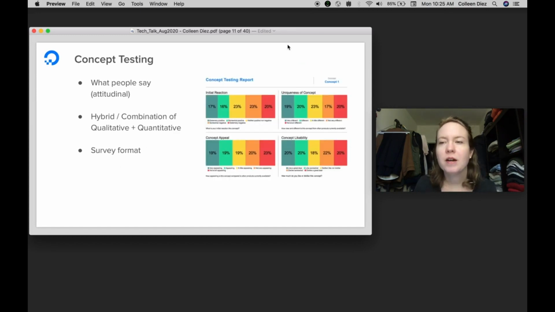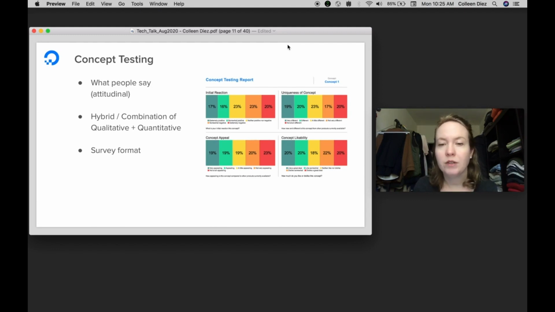I also mentioned concept testing. Concept testing can give you a sense of what people might say about your product, what their attitudes or perceptions would be about your idea. And it can also be a hybrid combination of both qualitative and quantitative data.